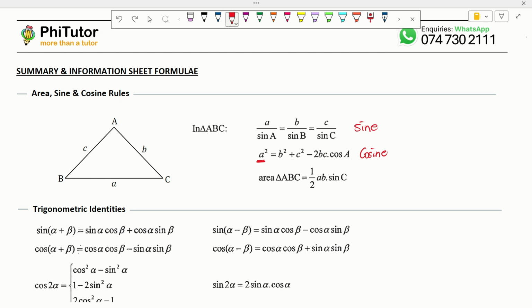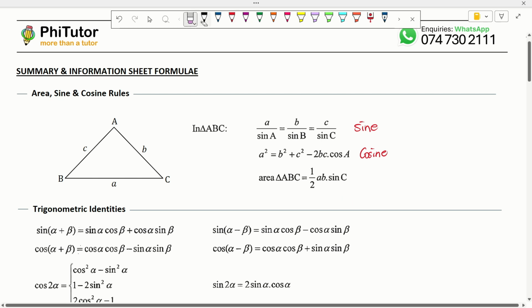And then the area rule as well, you'll use this also in Euclidean geometry. It says I can find the area of any triangle, even if it's not ABC, by just taking half of two sides and then the sine of the angle that is the one included between them. So half ab sine C, or I can say half bc sine A.